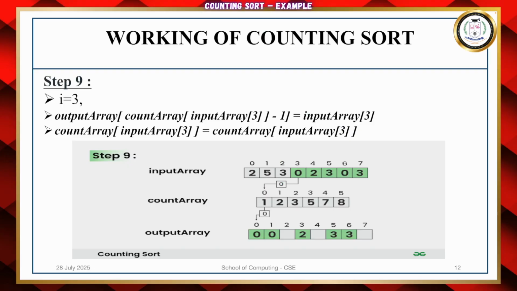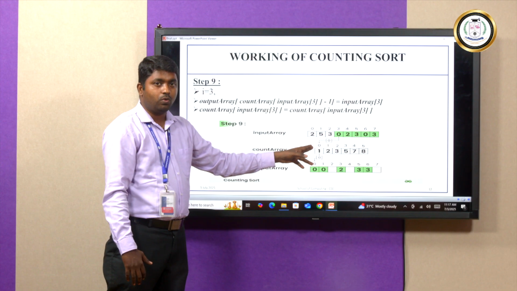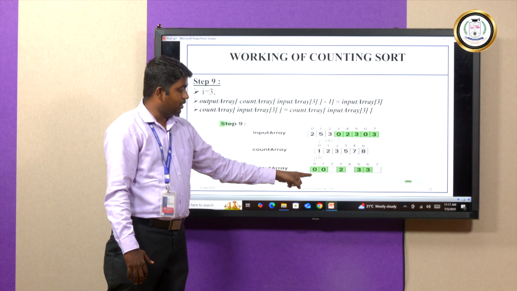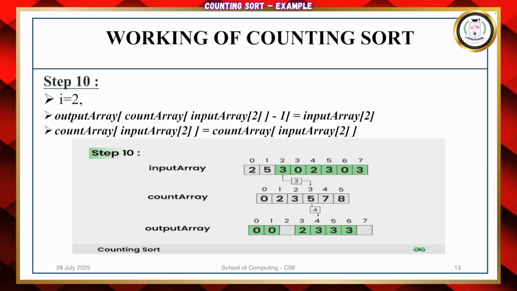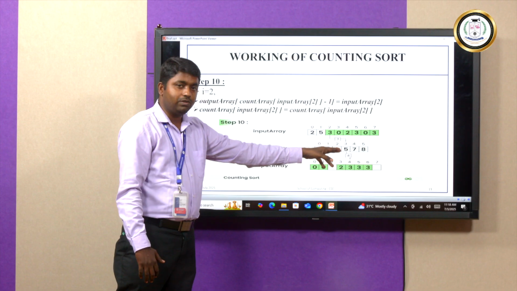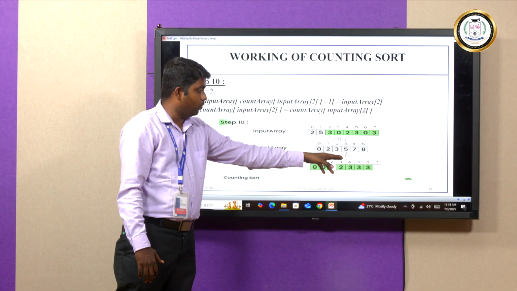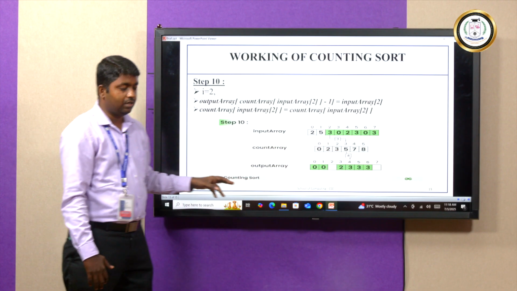Next step, I equal to 3. In the input array, the third element is 0, so we go to the 0th position of the count array. The 0th position has the value 1, so 1 minus 1 is 0. Finally, 0 is placed in the 0th position. Next, I equal to 2. In the input array, the second element is 3. We go to the third position of the count array, where the value is 5. So 5 minus 1 is 4, and in the fourth position we place the 3.